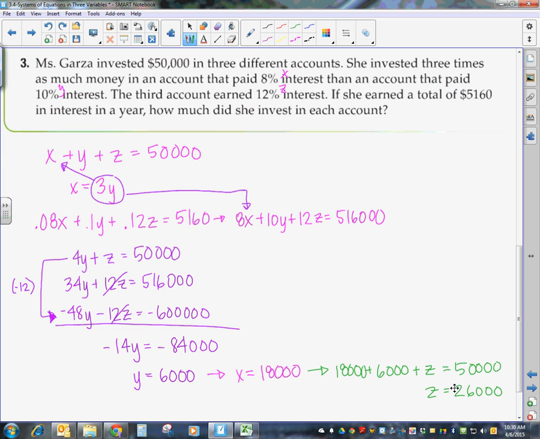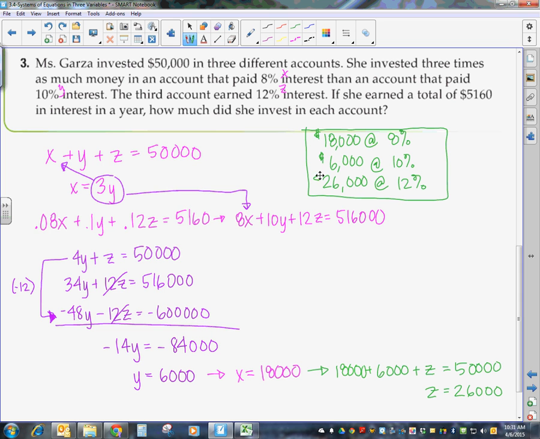So to answer the question, how much did she invest in each account? She invested 18,000 at 8%. She invested 6,000 at 10%, and she invested 26,000 at 12%. And yes, it'd be nice to have that much money to invest.